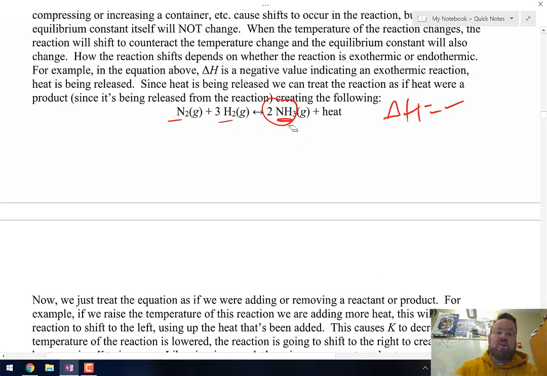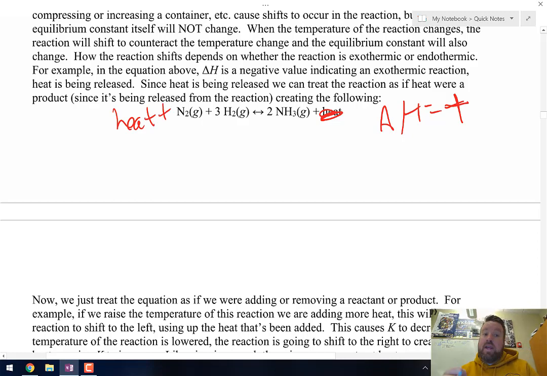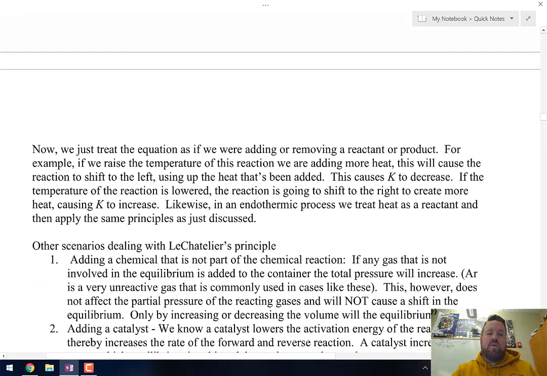Now, what if it were endothermic? If it's endothermic, then obviously delta H is a positive value. And if it's positive, where do we put heat? It's taking heat in. It needs heat for that reaction. And so we put heat as a reactant. And then again, same principle applies. If the temperature goes up, what does the reaction do? It shifts to the right to counteract that added heat. If we lower the temperature, we've removed some heat, the reaction is going to shift to the left to make more of it.